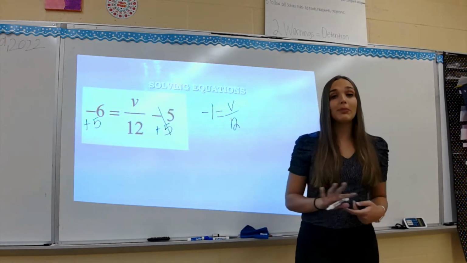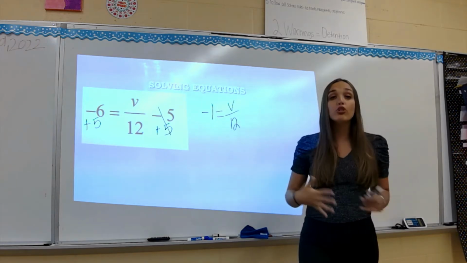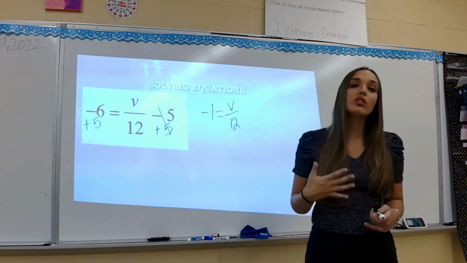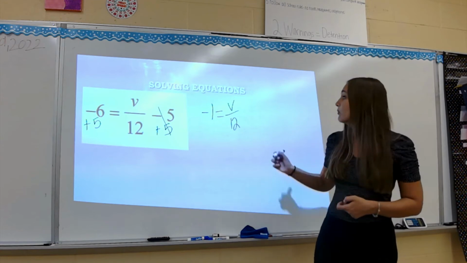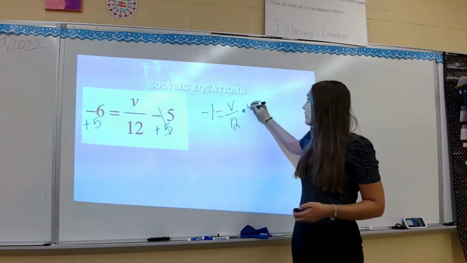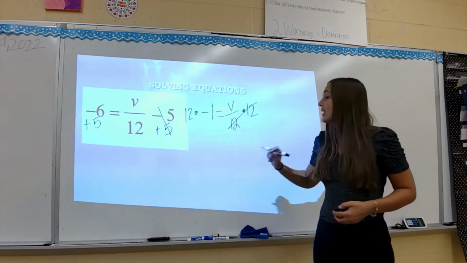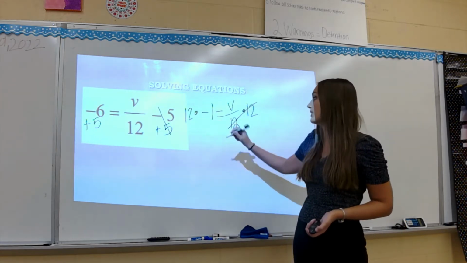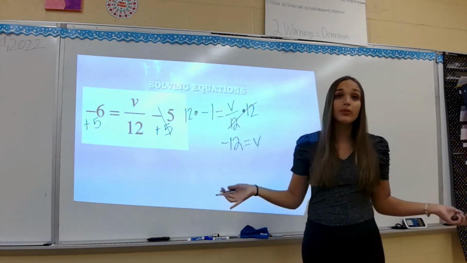Now we have a one-step equation, and looking at this, we have our v and our 12 glued together with division. We need to unglue that, and to do that, we use our inverse operations again. So the inverse operation of division is multiplication. So I'm going to multiply by 12 on both sides. That cancels the 12s out, and I'm left with v by itself. I can do 12 times -1, which is -12. That equals v. And I am done with my problem.